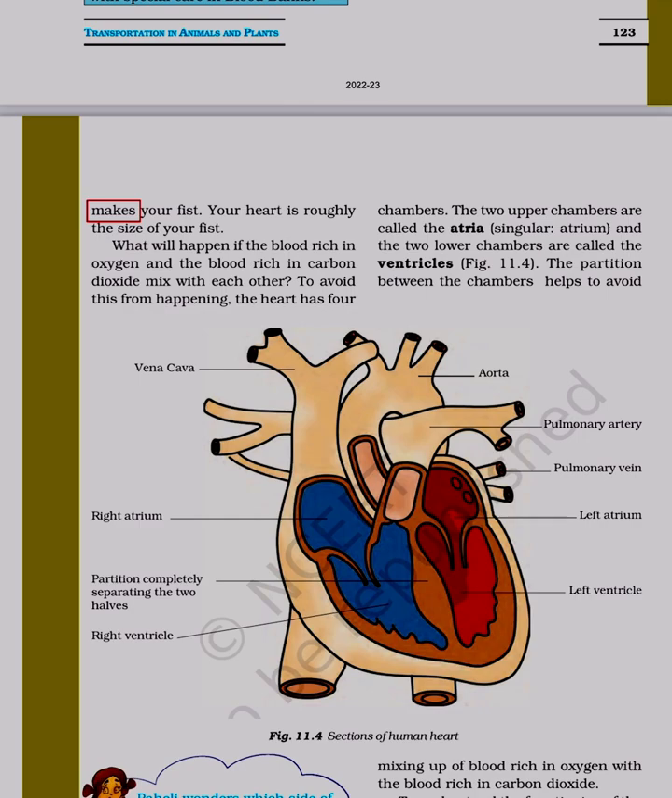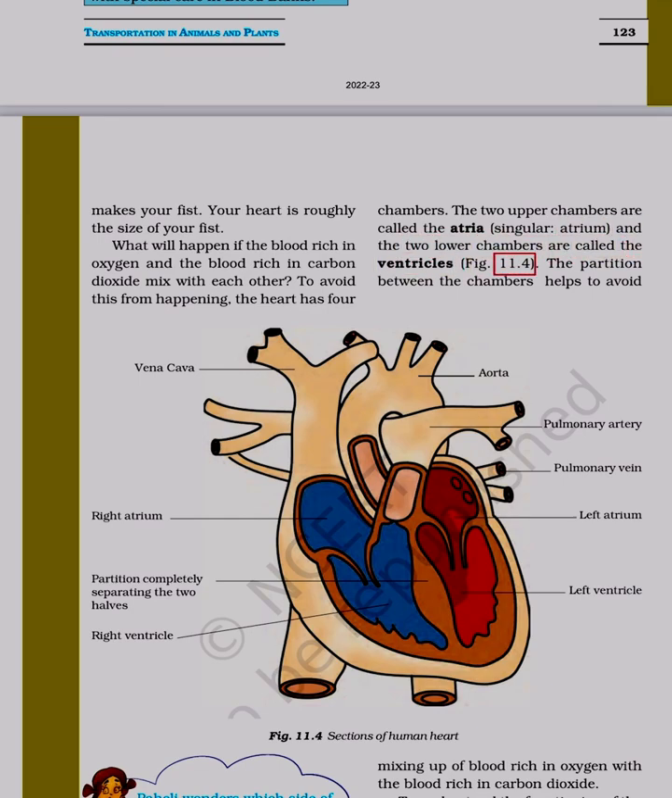Make your fist. Your heart is roughly the size of your fist. What will happen if the blood rich in oxygen and the blood rich in carbon dioxide mix with each other? To avoid this from happening, the heart has 4 chambers. The 2 upper chambers are called the atria, singular atrium, and the 2 lower chambers are called the ventricles.